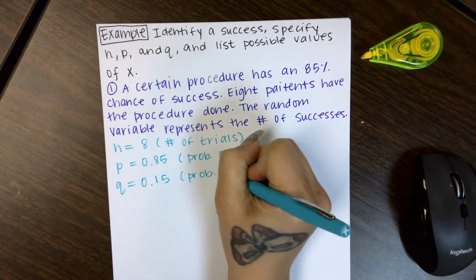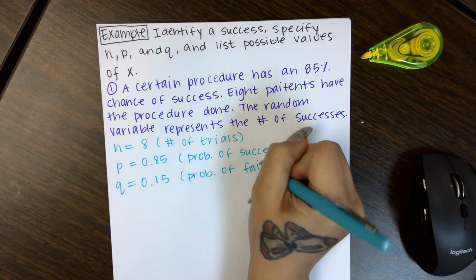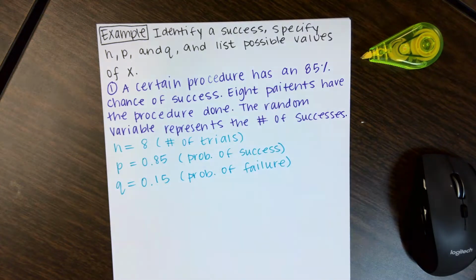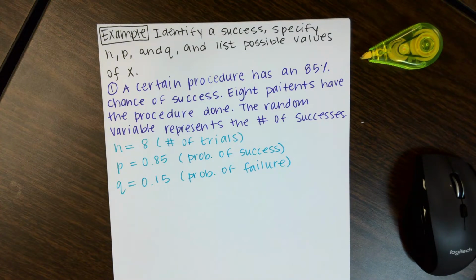This is probability of failure. What other outcomes do we have? We have success and failures, and was there another one or no? No, that's it. We have 2 outcomes. Whenever we deal with binomial experiments, we have the probability of success, we have the probability of failure. After you identify the number of trials, success, and failure, we need to list the possible values of x.